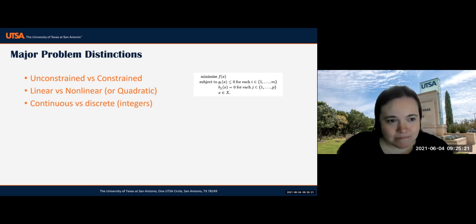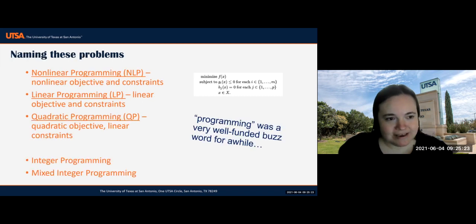Now, with those major problem distinctions, we can label a lot of famous methods. All of these methods are kind of comically called programming. And this was actually because in around the 50s, programming was a very well-funded buzzword. And a lot of researchers started calling all of these methods programming. So they age a little bit awkwardly in this era of other programming.